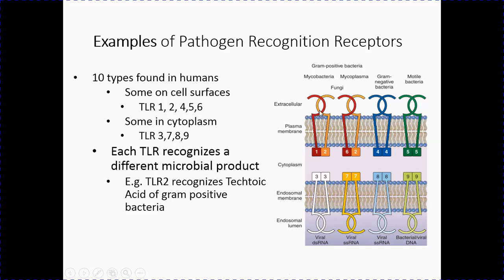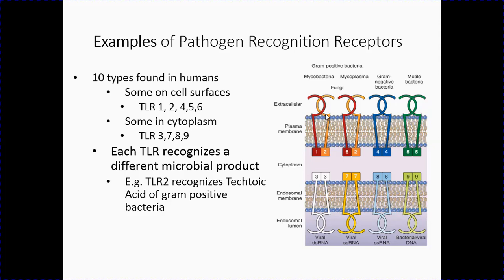Does the importance of extracellular and intracellular pathogen recognition receptors make sense to everyone? If it doesn't, make a little note to yourself and ask me a question or post me a question, and I will talk to you about it. Let me give another example where toll-like receptor 2 is an external one, and it recognizes the teichoic acid of some gram-positive bacteria.